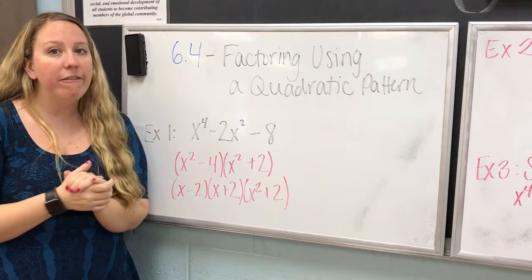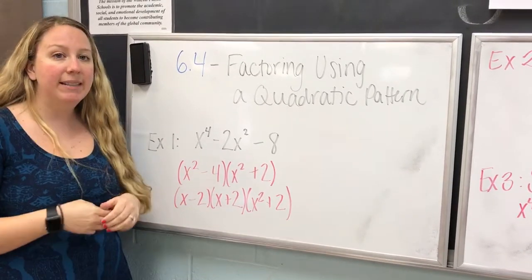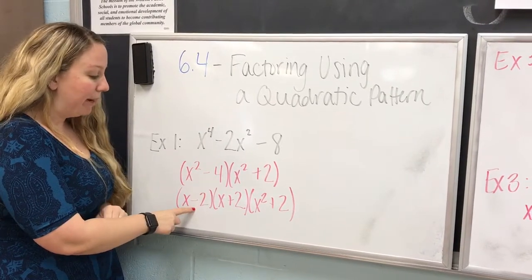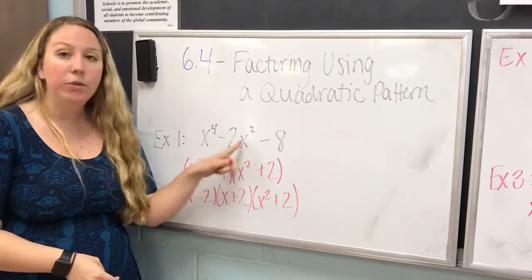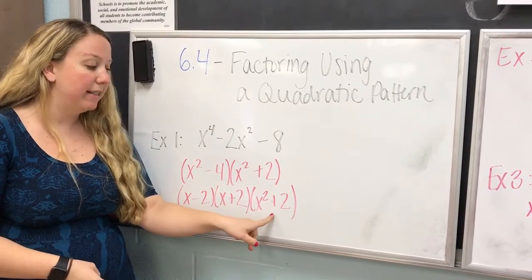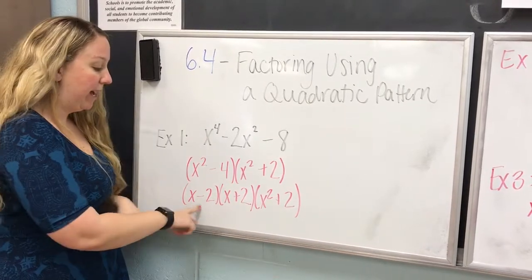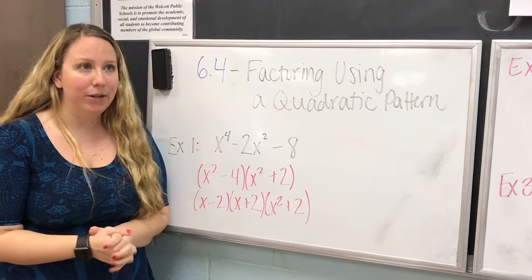And then you can still factor from here. So because x squared minus 4 is a difference of squares, this factors into x minus 2 times x plus 2. Now x squared plus 2, you can't factor that anymore, so it stays as x squared plus 2. So if you were to factor this completely, you'd get x minus 2, x plus 2, x squared plus 2.